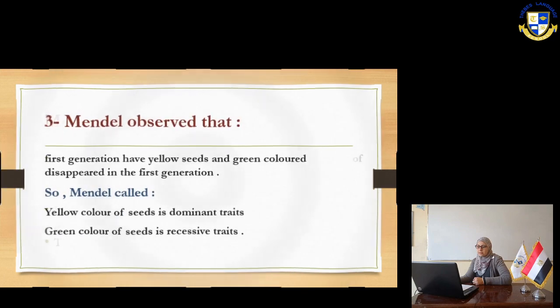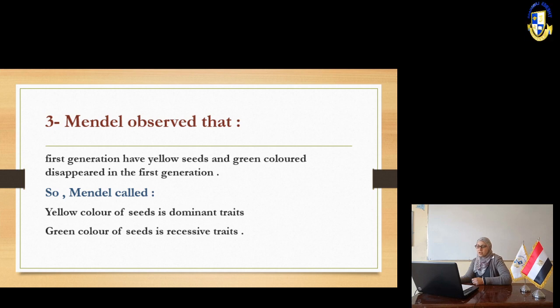Slide number 11. Mendel observed that the first generation has yellow seeds and the green color disappears in the first generation. So in the first generation, he saw that all are yellow seeds and the green color disappears completely. So Mendel called that the yellow color of the seed is dominant and the green color is recessive. Number 4, Mendel let the first generation self-pollinate, then planted the resulting seeds.